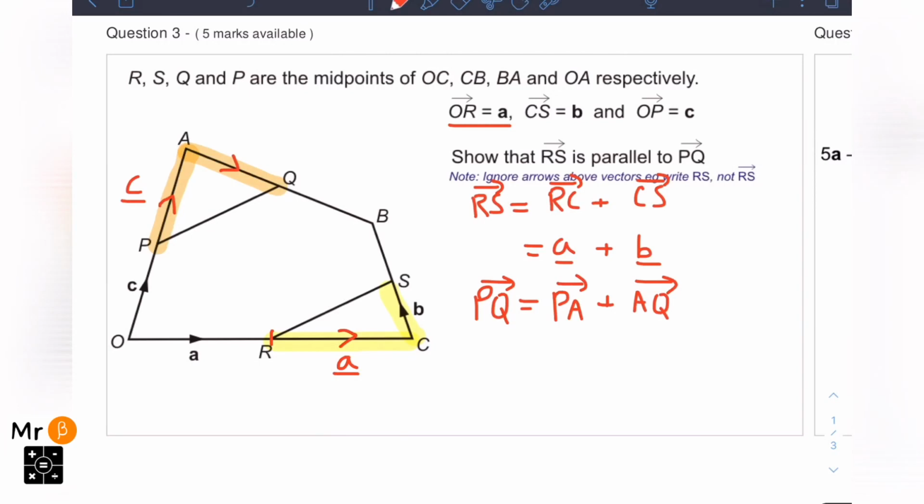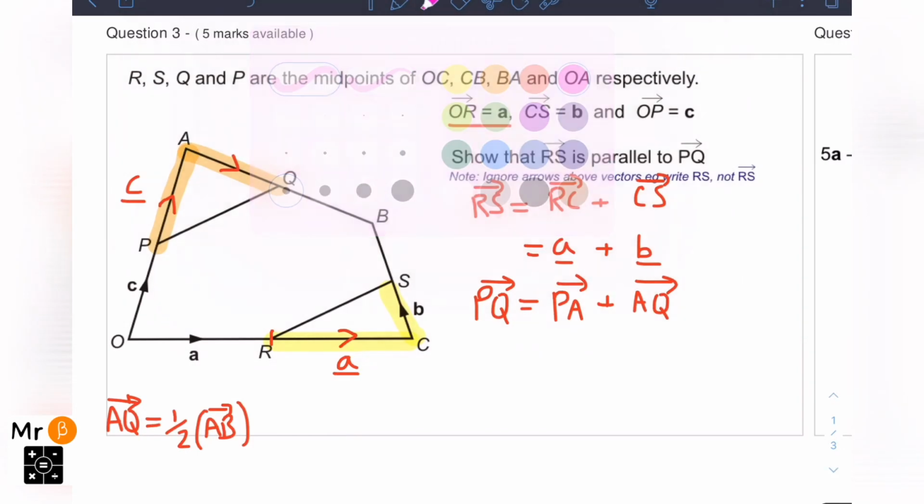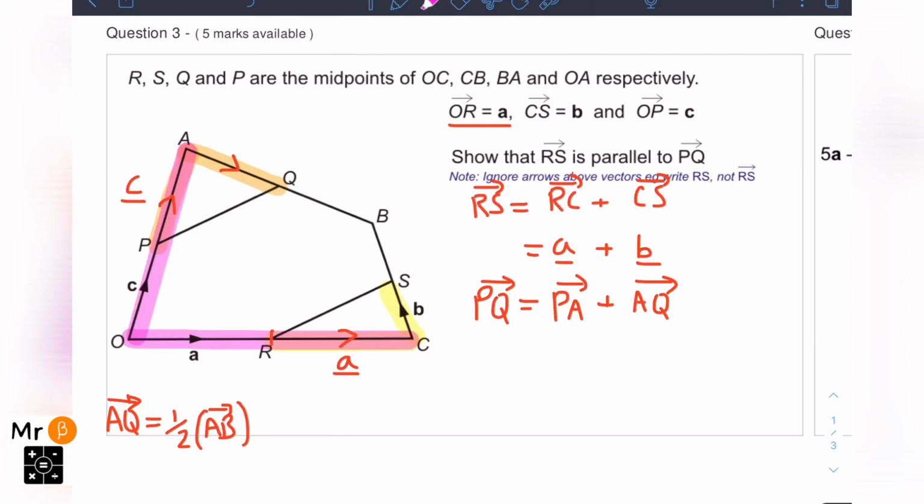So we know that AQ must be equal to 1/2 of this line AB. And we don't know what AB is yet. So actually we're going to take a longer route round to go from A to B to work out what this is first. So we're going to go from A to O, O to C, C to B. So it's going to be 1/2 of this new route: A, O, O, C, C, B.